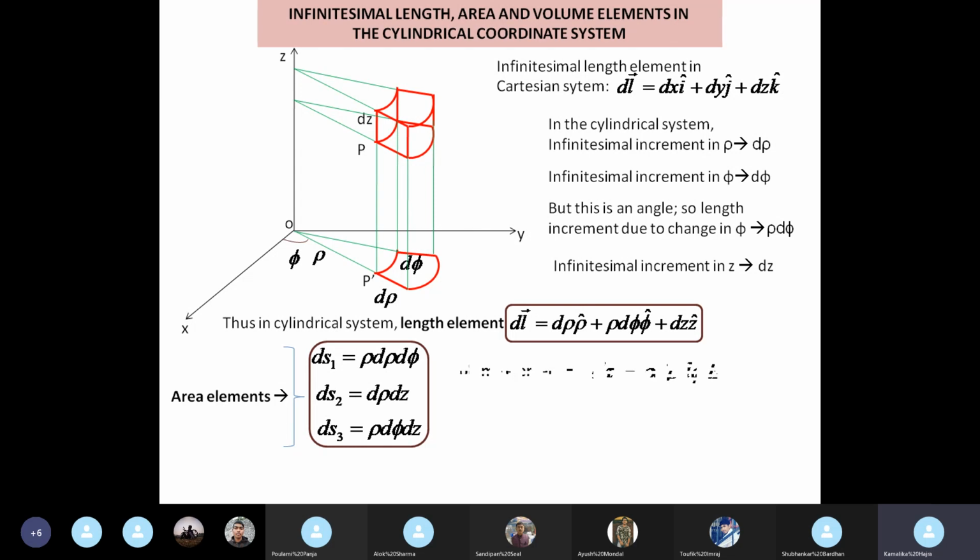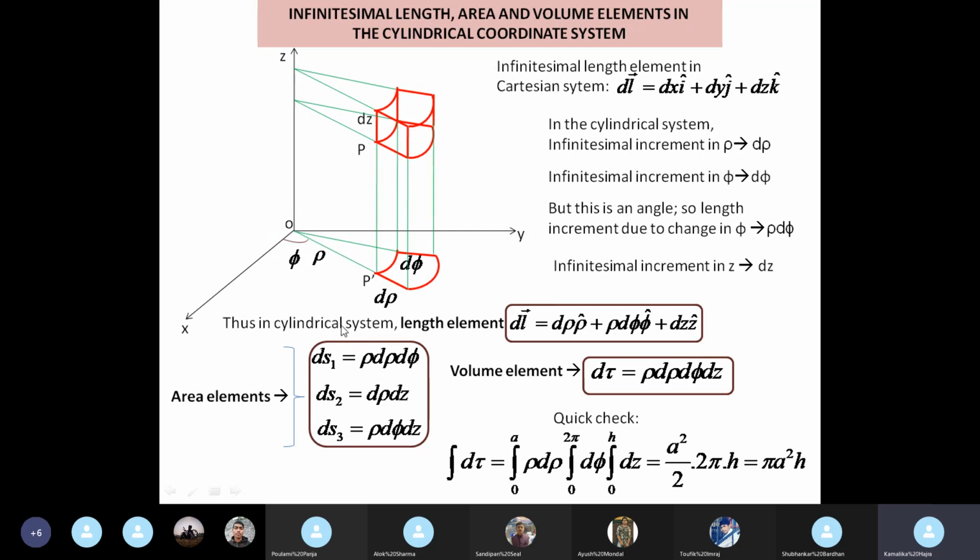We can quickly check that integrating this volume element will give you a cylinder. Okay, so let's quickly check. Integrate d tau, the volume integration: integration rho d rho, integration d phi, integration dz. If we are talking about a cylinder whose radius is say small a, then rho will go from 0 to small a. D phi will always go from 0 to 2 pi. And if I am talking about a cylinder of height h, then z will go from 0 to h.